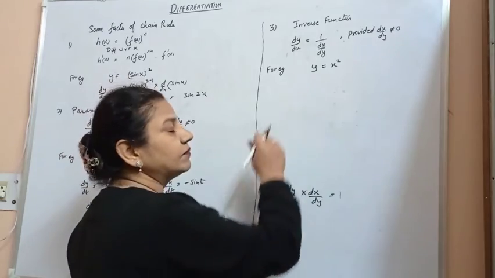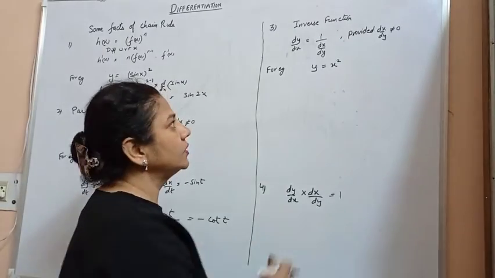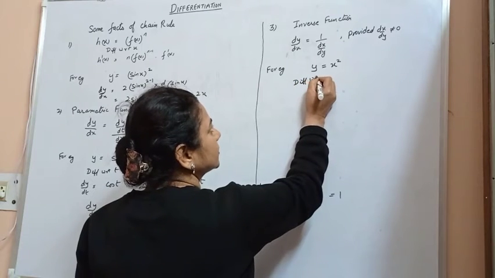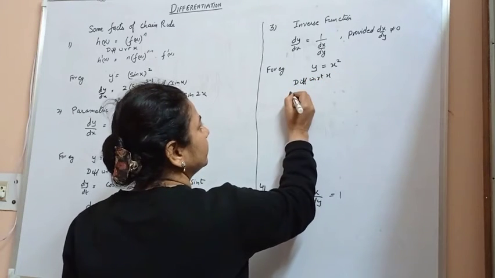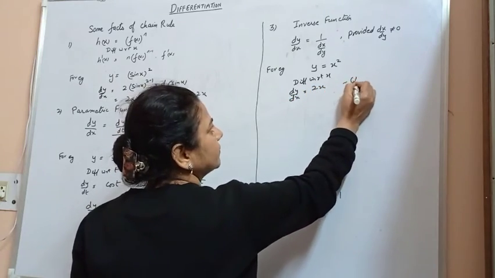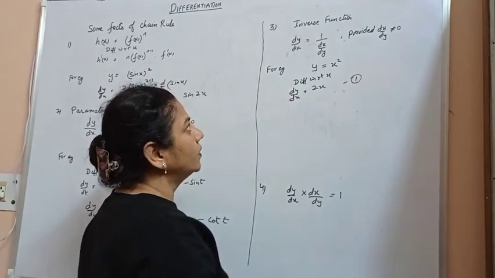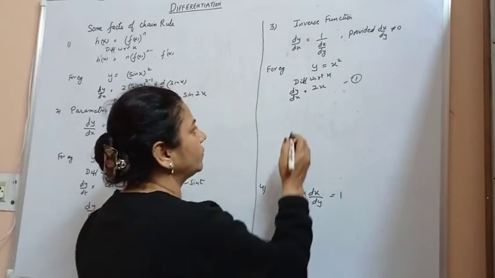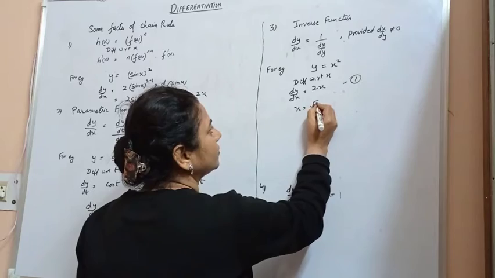Suppose, for example, a function is given to us, y is equal to x square. First of all, we differentiate the function with respect to x. We get dy by dx as 2x. This is my first equation. From here, y is equal to x square is given to us. We calculate the value of x. x is equal to under root of y.